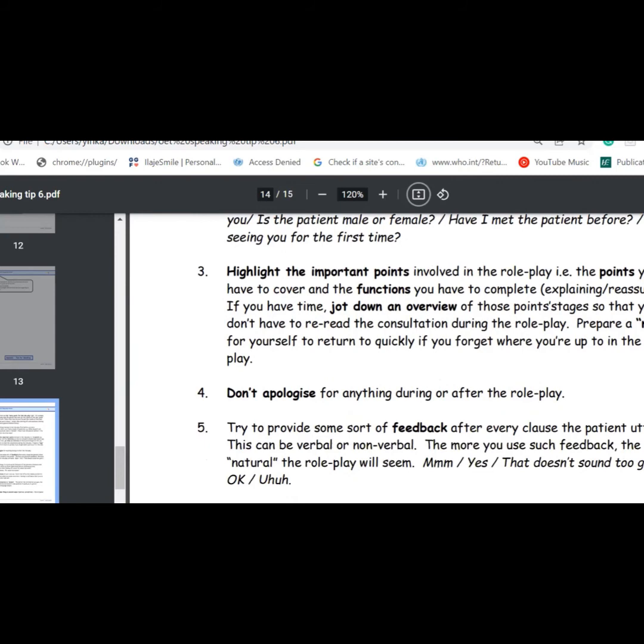Don't apologize for anything during and after the role play. Now this is very important. Most people think that saying, oh, I'm sorry, is a way of empathy. You cannot be sorry for what is not wrong. You understand? So don't apologize for anything during or after the role play. Even if you make a mistake, don't apologize, because this is a patient, it is not an examiner. So you need to put that in the back of your mind.